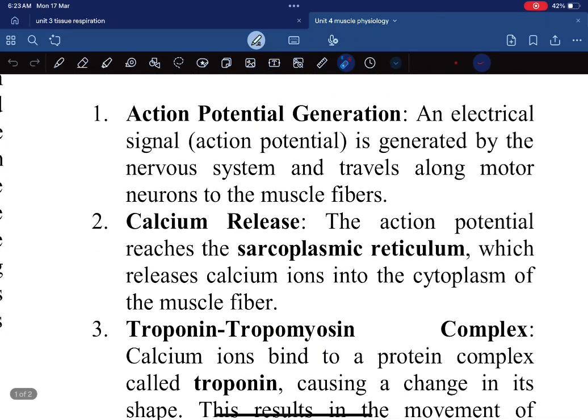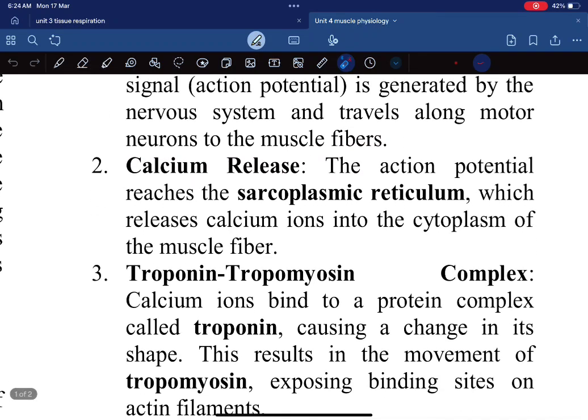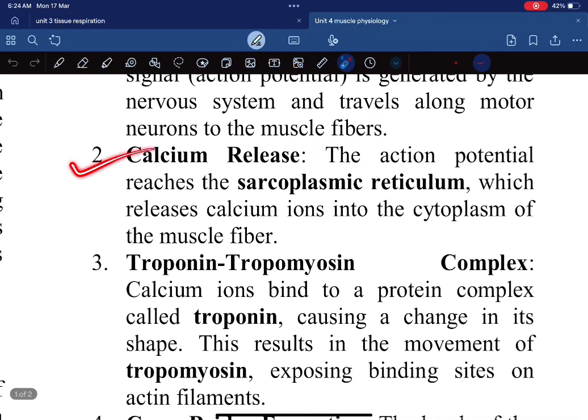First, action potential generation. An electrical signal, action potential, is generated by the nervous system and travels along motor neurons to the muscle fiber. Second, calcium release. The action potential reaches the sarcoplasmic reticulum, which releases calcium ions into the cytoplasm of the muscle fiber.